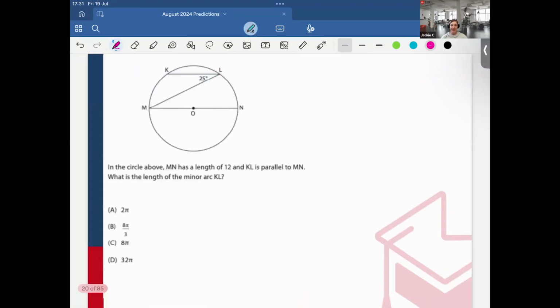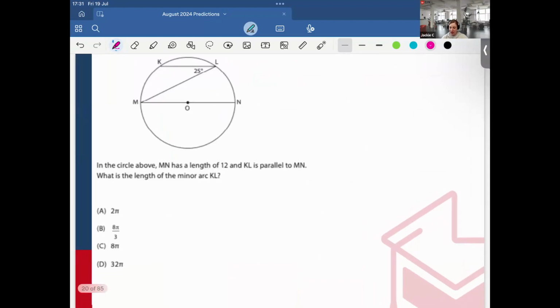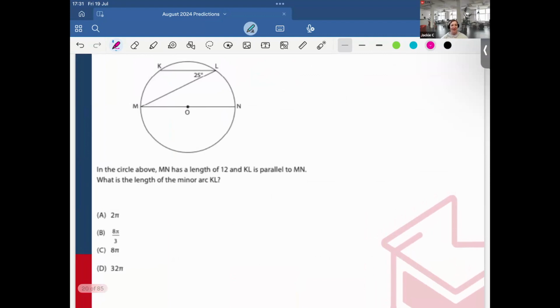Okay, so this one, you must know the inscribed angle theorem very well to do. This is really a tough one. A great final question for the SAT exam. Okay, so let us begin. It says in the circle above, MN has a length of 12, and KL is parallel to MN. Okay. So I know these two lines are parallel to each other. What is the length of minor arc KL?